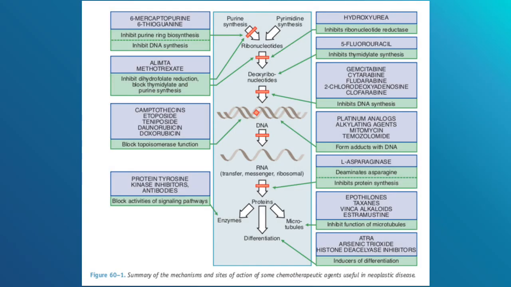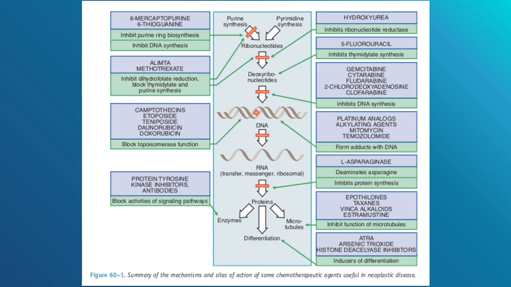Considering that there are a lot of chemotherapy agents in the market, we need to be able to be familiar with the different mechanisms of action of each of the drug groups that we will be discussing. So this is a summary of the mechanisms and the sites of action of some of the most useful chemotherapeutic drugs used in cancer. Mainly, your antimetabolites, your mercaptopurine and thioguanine, which inhibit purine ring biosynthesis, thereby inhibiting DNA synthesis. Your methotrexate is an antifolate that inhibits your dihydrofolate reductase enzyme and blocks purine synthesis.